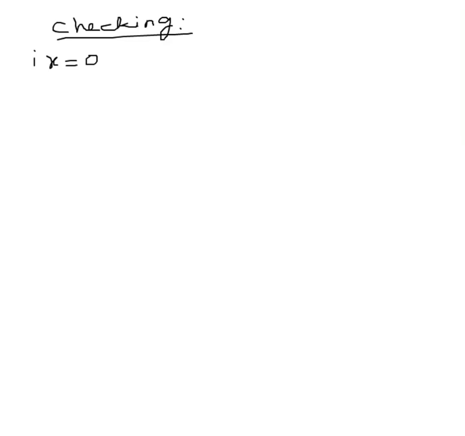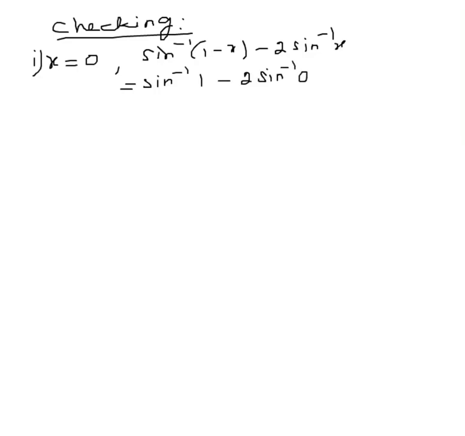So first value, x is equal to 0. Let us substitute in the given equation, sine inverse of 1 minus x minus 2 sine inverse of x. We should get pi by 2. Sine inverse of 1 minus 0, which is 1, minus 2 sine inverse of 0. Sine inverse of 1 is pi by 2. Sine inverse of 0 is 0. So we get the right hand side. Therefore, x is equal to 0 is a solution.